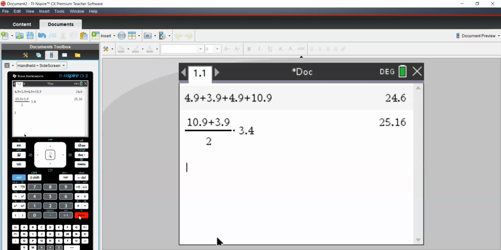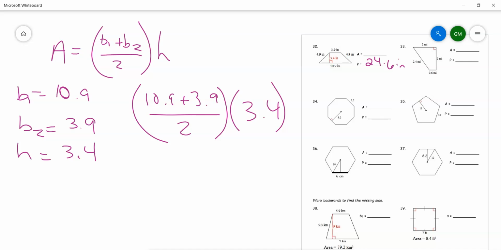Okay, and that gives us 25.16. And that's going to be inches squared. Remember, area is inches squared or units squared, and perimeter is just going to be whatever units we have.